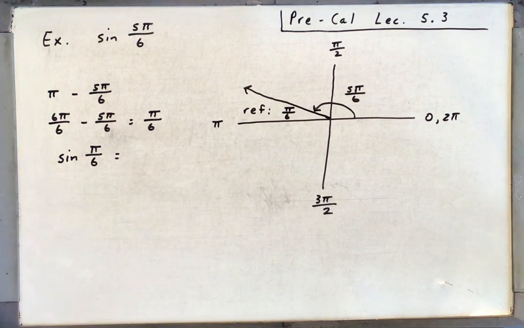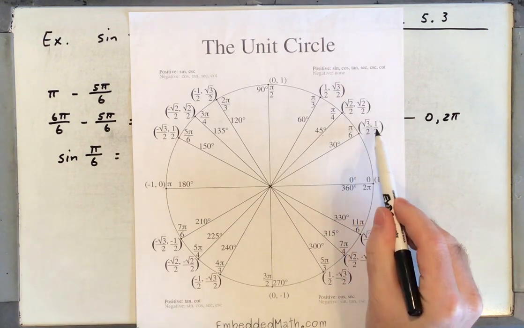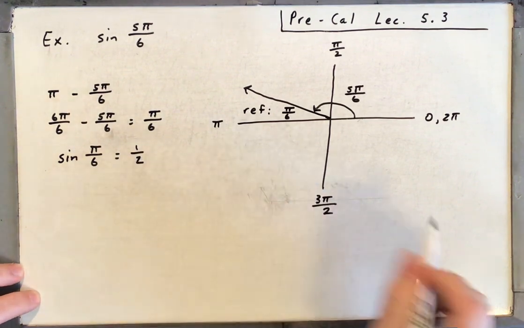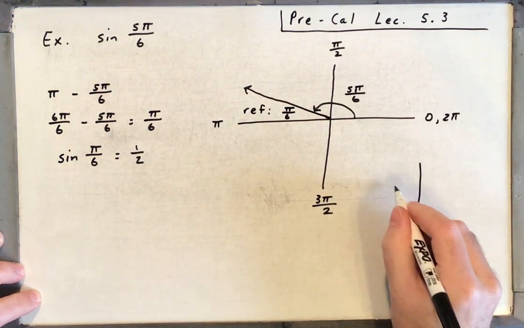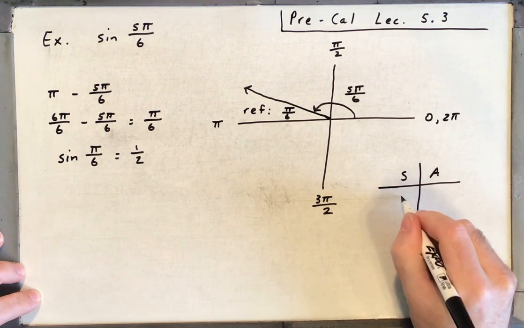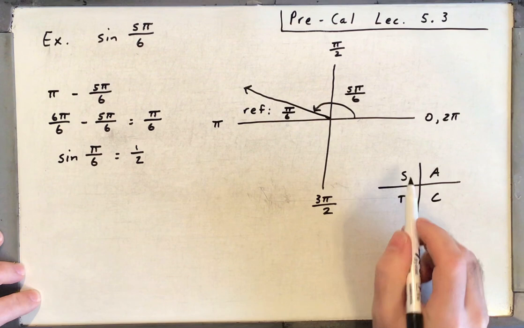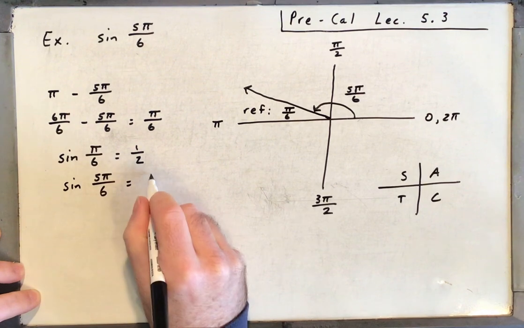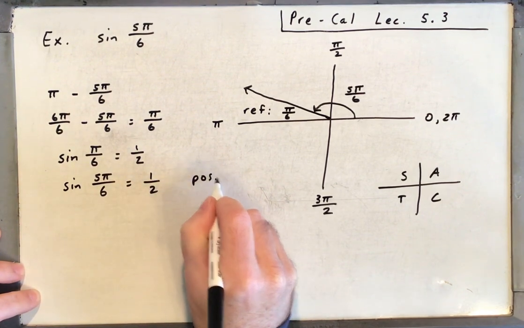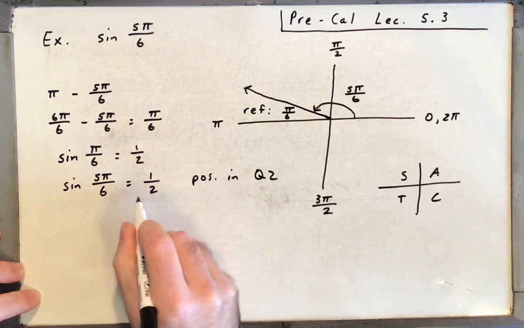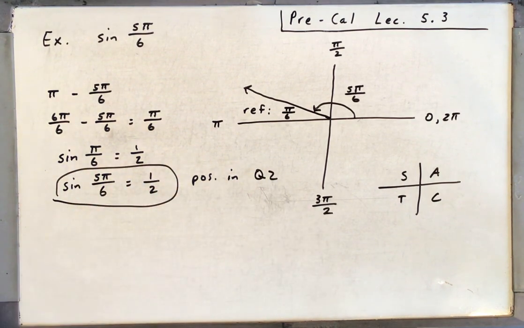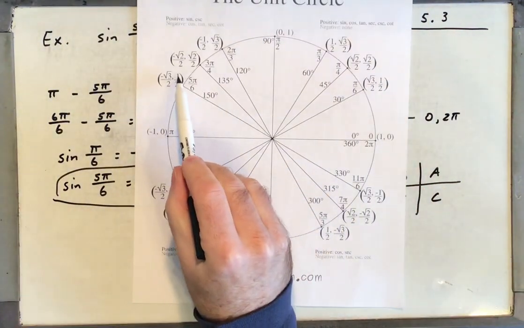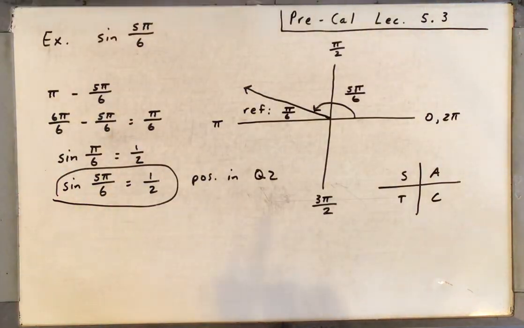All right, so if you look at the unit circle, sine of pi over 6, sine is the second one, it's a half. We're in quadrant 2. What is sine in quadrant 2? Well, A-S-T-C, sine is positive in quadrant 2. So the sine of 5 pi over 6 is also going to be 1/2. Positive in quadrant 2. Let's check the unit circle and see if we got it right, because 5 pi over 6 is on the unit circle. So look, positive 1/2. All right, so we're good to go there.